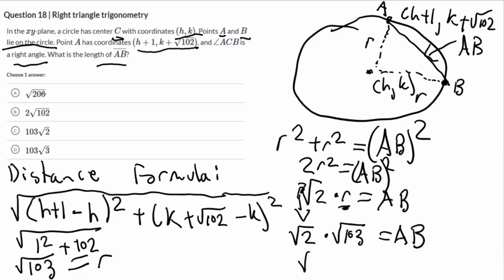We can multiply these into one square root, and we get the square root of 206 is equal to AB, and thus we have found our answer, which is A.